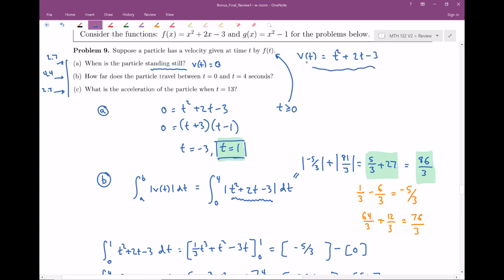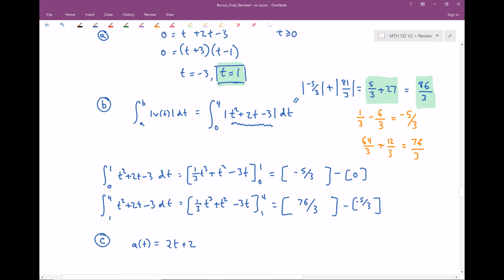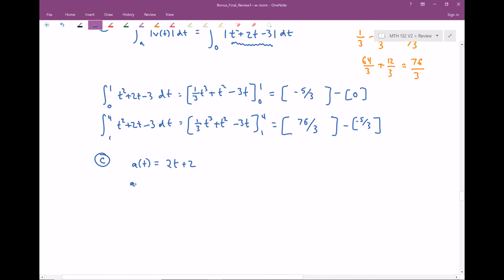Remember, I'm taking the velocity here and taking its derivative. So I want to know, what is the acceleration at t equals 13? That's going to be a of 13. So this is going to be 2 times 13 plus 2. So this is going to be 26 plus 2, so that's going to be equal to 28.